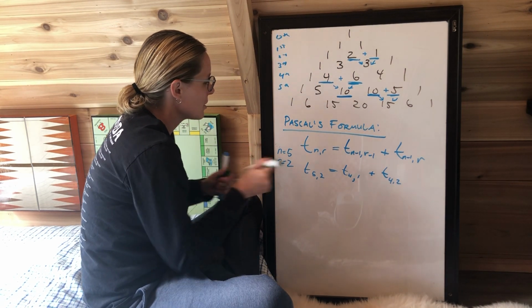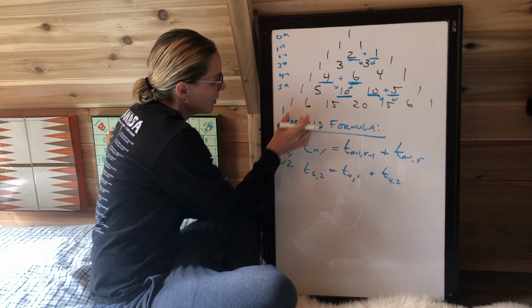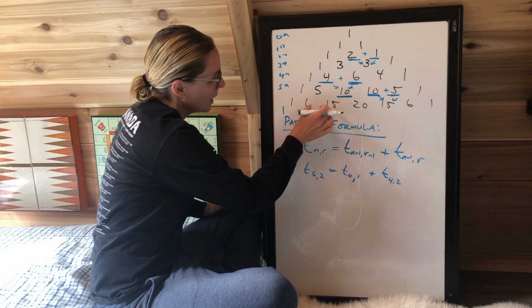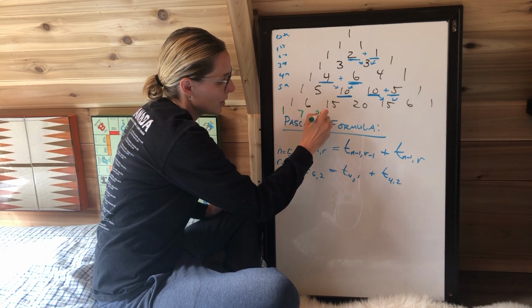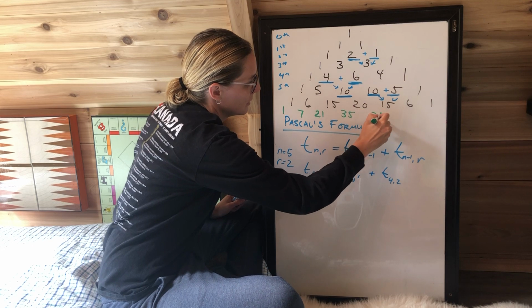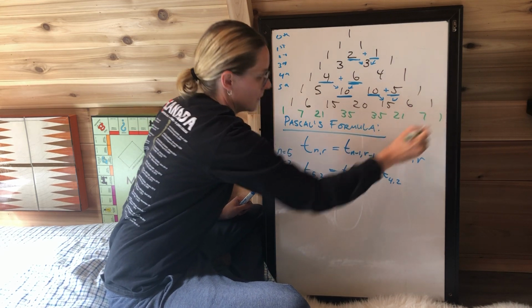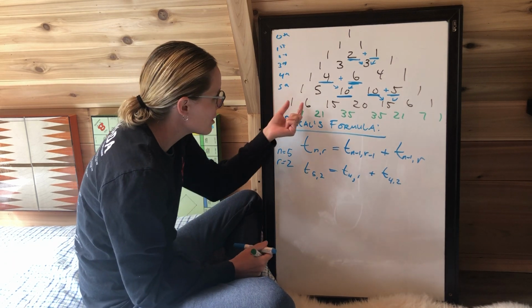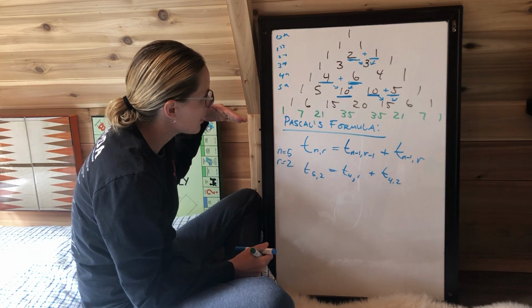If I wanted to go here, I would say it always starts with a 1, add the two terms together, that gets the one below. Add the two terms together, that gets the one below. Add it, add it. Okay, so that's why I'm confident saying I can build Pascal's triangle forever, because as long as I can add, I can continuously build it.